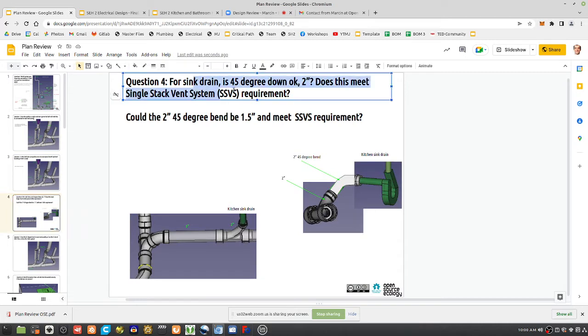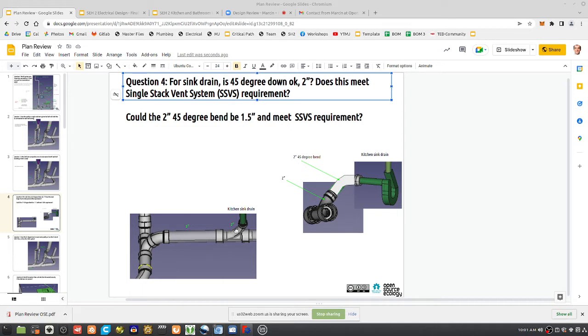Moving on. Okay, so now to the sink, which is what I'm looking at here. For reasons of how we penetrate the wall, we wanted to do this at a 45-degree angle with a 2-inch 45 to the kitchen drain. Does that work for, once again, using the 3-inch pipe here as your vent system?